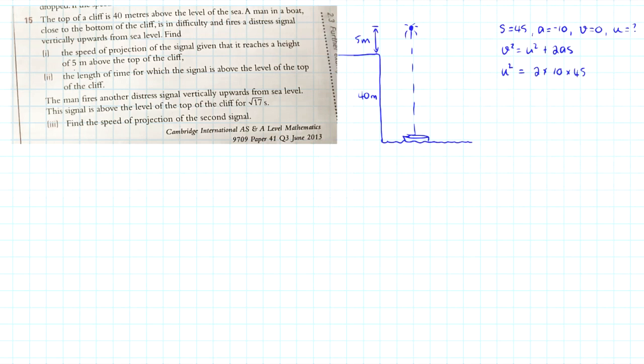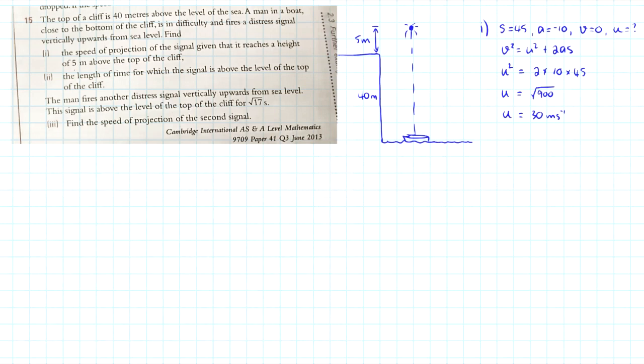Since V squared is 0 and we had the U squared sitting there, we took the 2AS over to the other side. And because we have the minus 10 with the A, when we took it over, it became positive, which is very helpful. Of course, we have to do the square root. So U squared is 900, so U is the square root of 900. And that makes the initial velocity equal to 30 meters per second. All right, part 1, done.